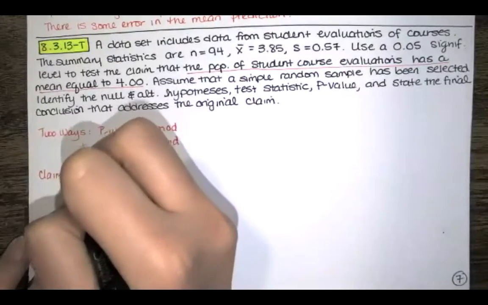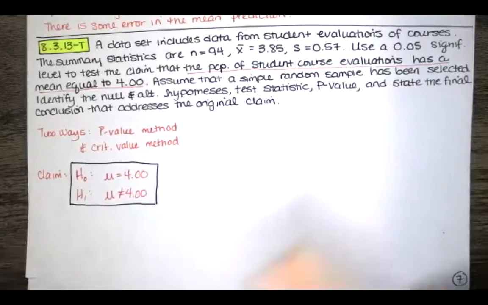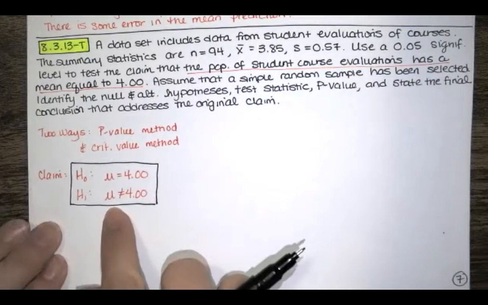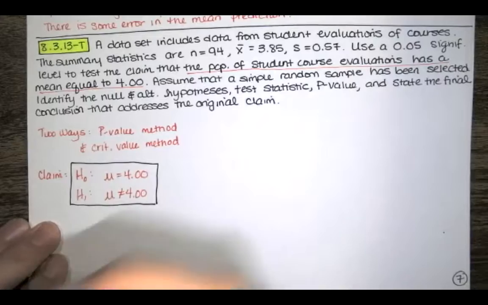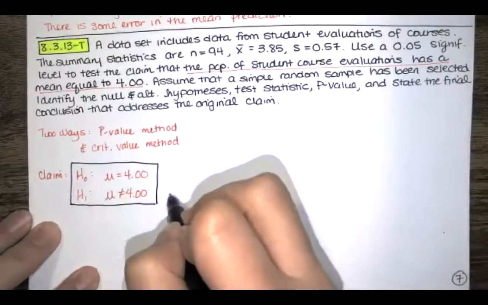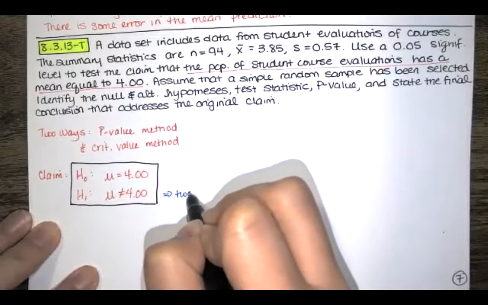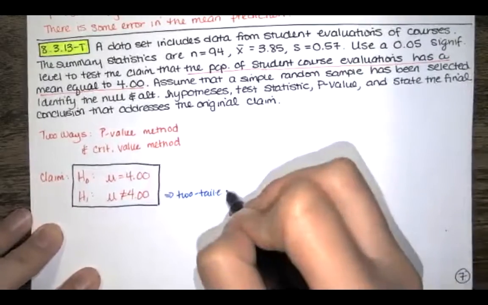So we see that. Now, since that is a not equal to sign, that means we have a two-tailed test. We don't care if the mean is higher than 4 or lower than 4, if it's not equal to 4. If we have evidence that suggests that the mean is not equal to 4, we're happy. Or not happy, but you know what I mean. In that case, then we would reject the null.